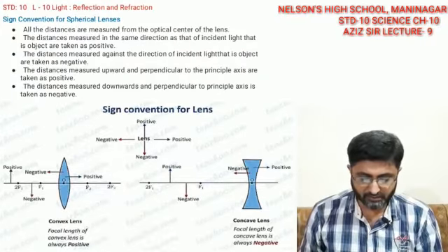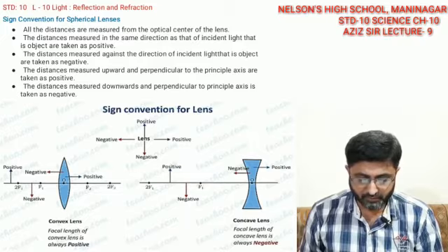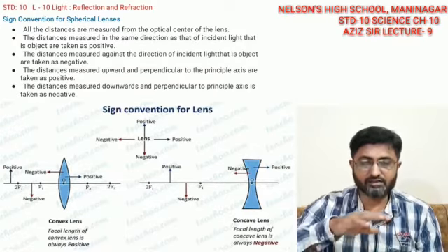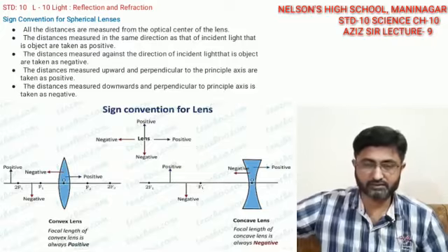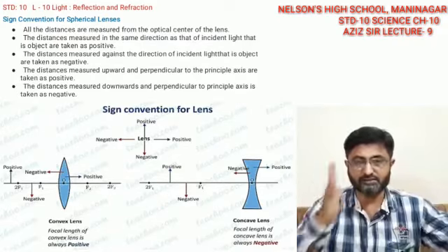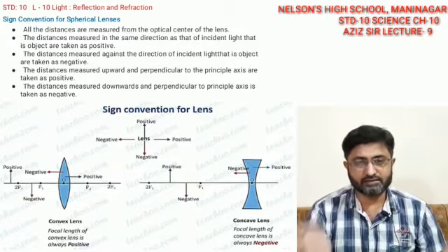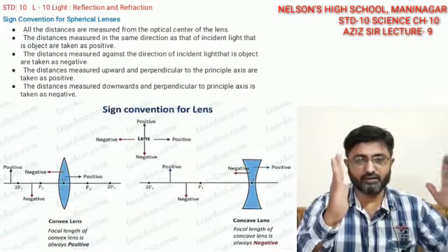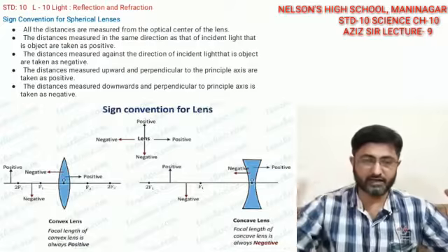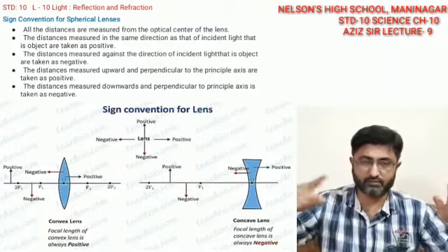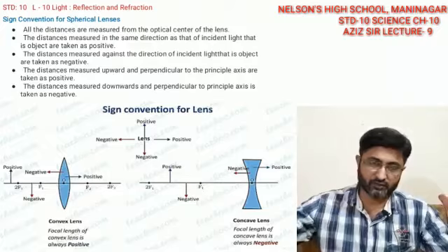Now the sign convention, if you go further with respect to sign convention, you are able to see the lines that are kept, that is the principal axis. Here is a center, we are keeping a lens, either a convex lens or a concave lens. From the lens where the object is there, obviously the incident ray is coming from the object side and passing through the lens.